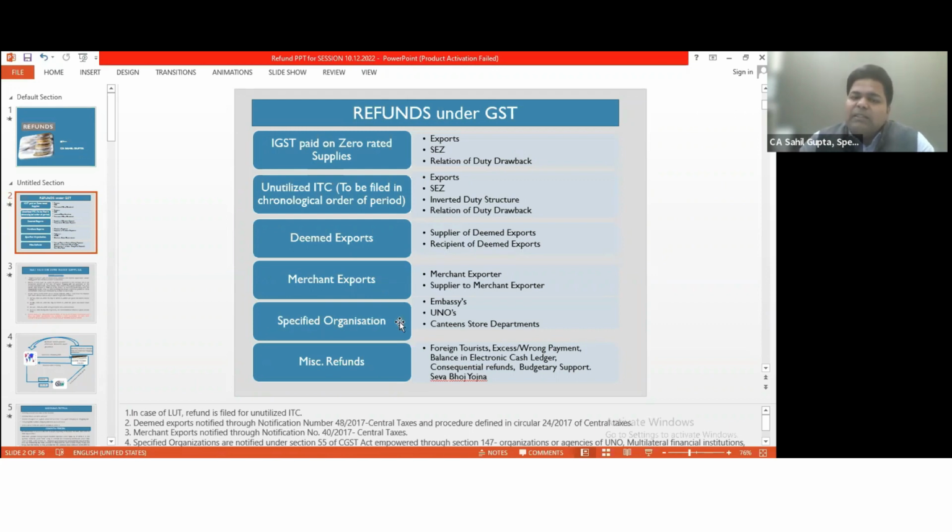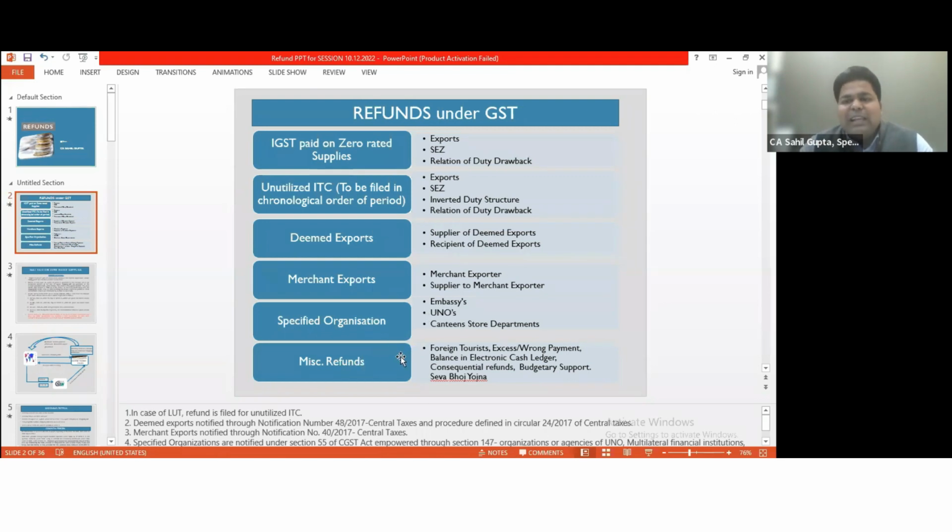Then there are specified organizations like embassies, UNOs, canteen stores. Those embassies and UNOs are not Indian embassies. They are foreign embassies, and the government doesn't want to tax those embassies. A refund policy has also been provided in those cases.